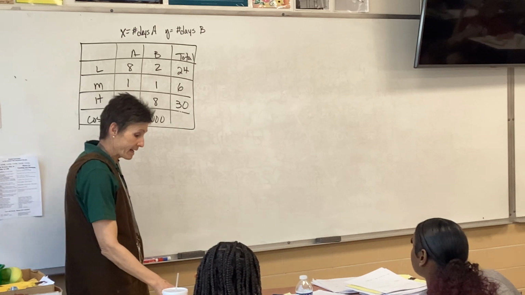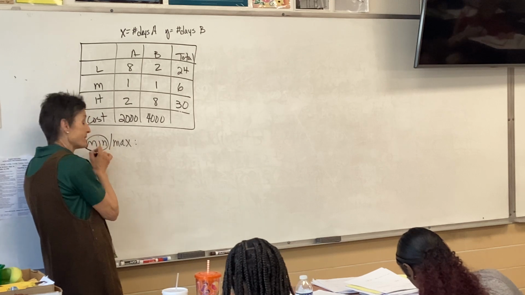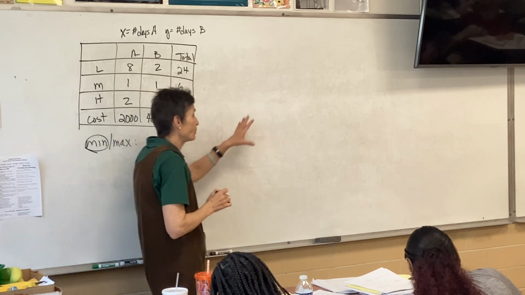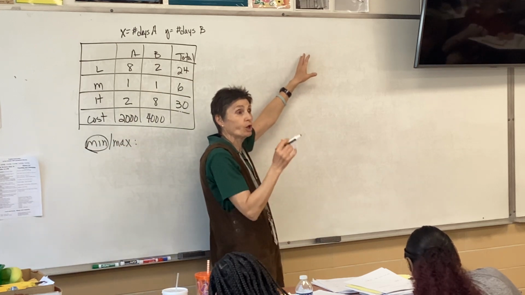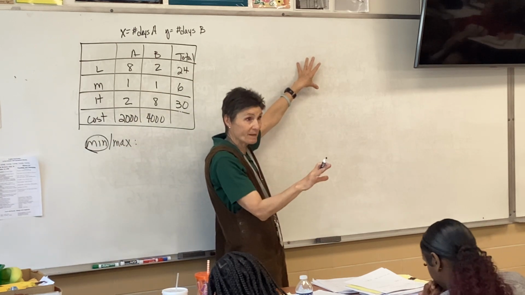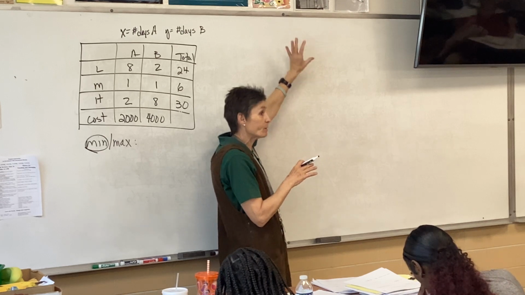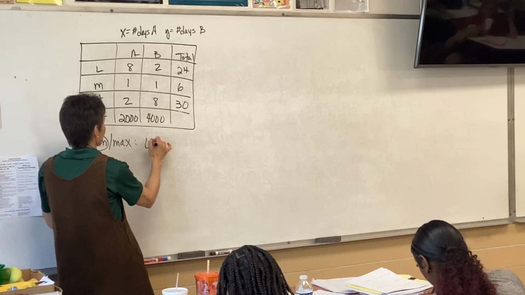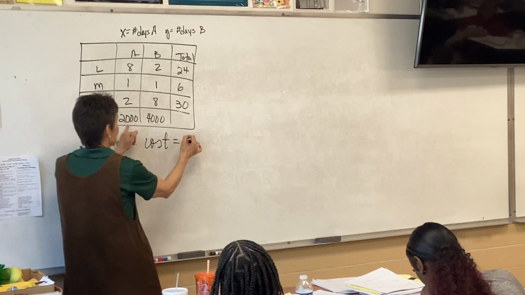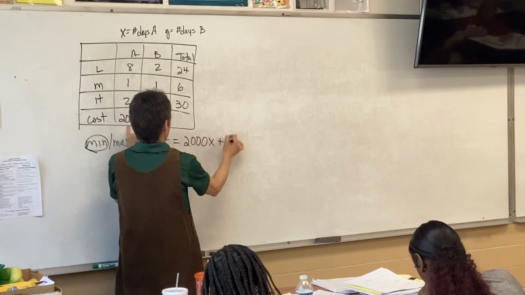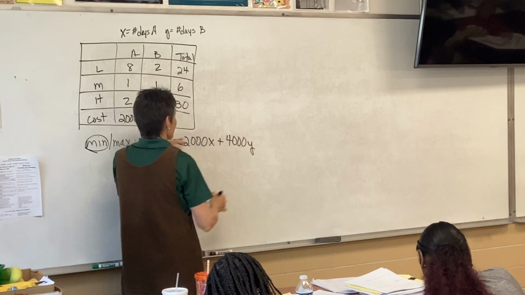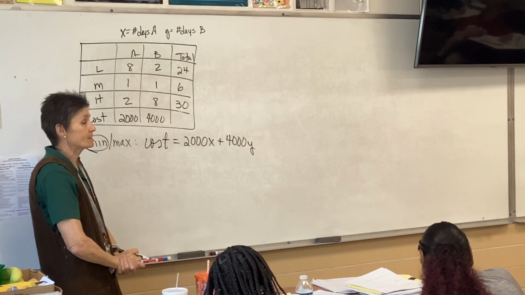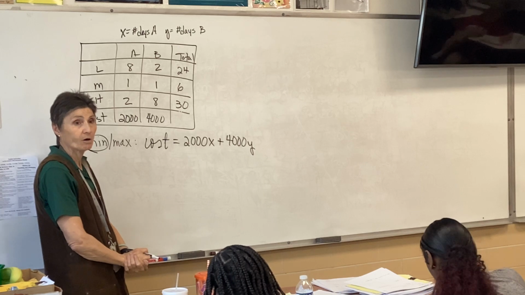And once again, we are minimizing. Sometimes we're maximizing. Remember that last problem we did, after we plugged everything in, we took the lowest number, the 600, because we were minimizing. If we were maximizing, we would pick the highest number. All right, so minimum cost is 2,000 X plus 4,000 Y. $2,000 every X day and $4,000 every Y day is how much it's going to cost.